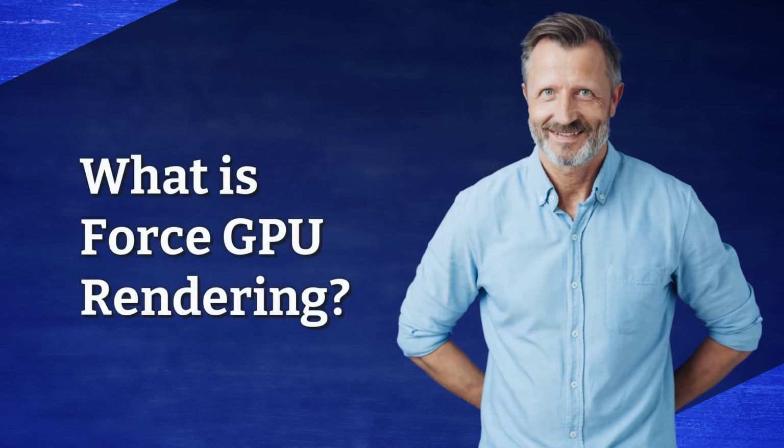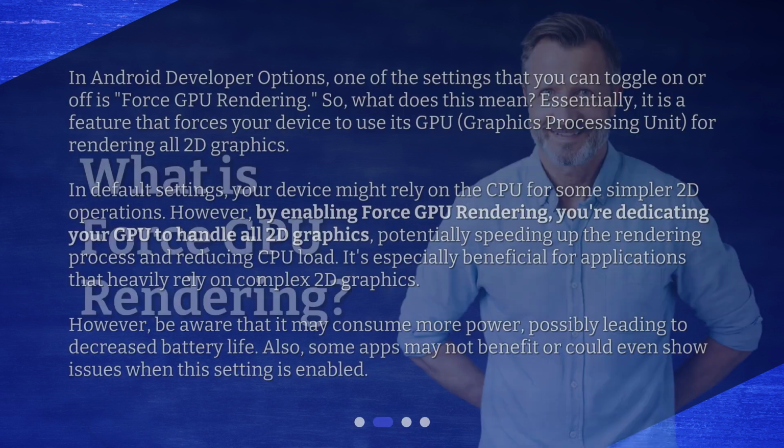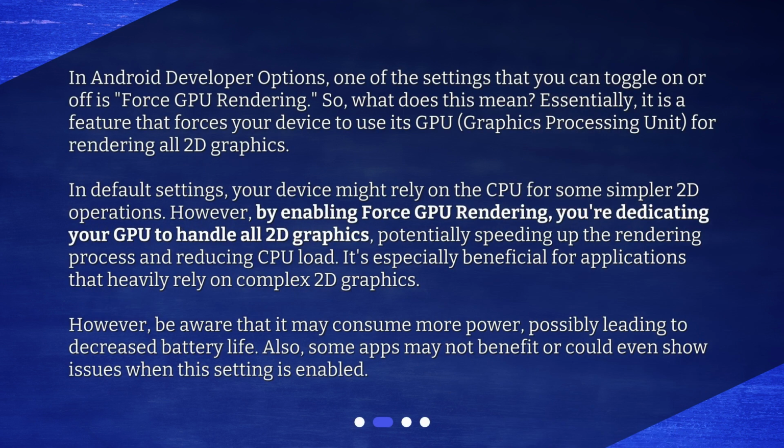What is forced GPU rendering? In Android developer options, one of the settings that you can toggle on or off is forced GPU rendering. So, what does this mean? Essentially, it is a feature that forces your device to use its GPU, graphics processing unit, for rendering all 2D graphics. In default settings, your device might rely on the CPU for some simpler 2D operations.